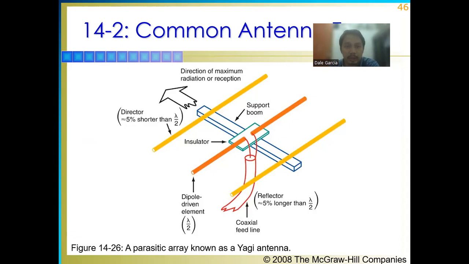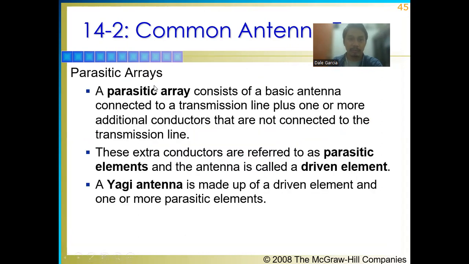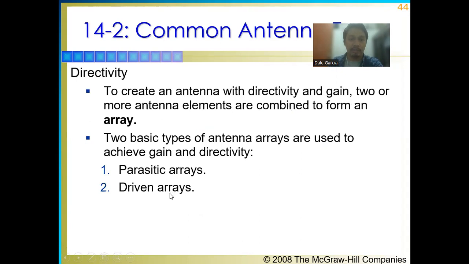The other extra elements on the Yagi antenna are passive conductors, not technically connected to the antenna, no? Those are arrays, parasitic arrays. So a parasitic array consists of parasitic array or driven array.